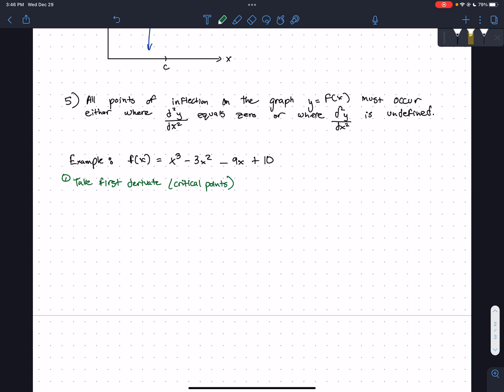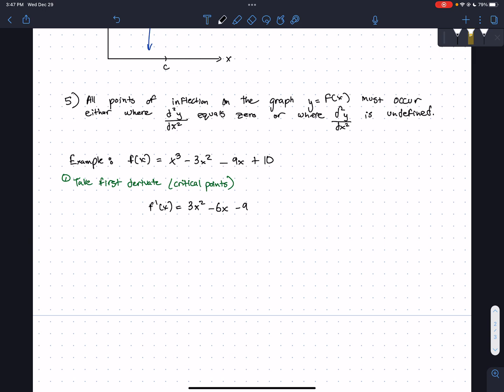Okay, so you want to figure out your critical points first, right? So you need to take the derivative and then factor, and set it equal to 0. So you're going to take the derivative. We have f prime of x equal to 3x squared minus 6x minus 9. So that will be our quadratic function, right? So now we know we can factor this.